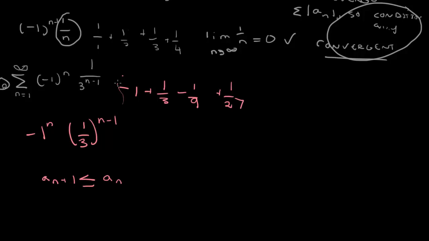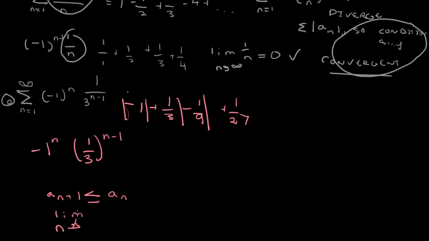So if we take the absolute value of these, you can see that it's decreasing and positive, and that the limit as n approaches infinity of (1/3)^(n-1) is 1 over infinity, so that equals 0.